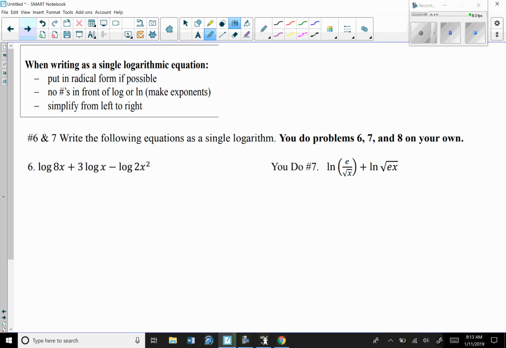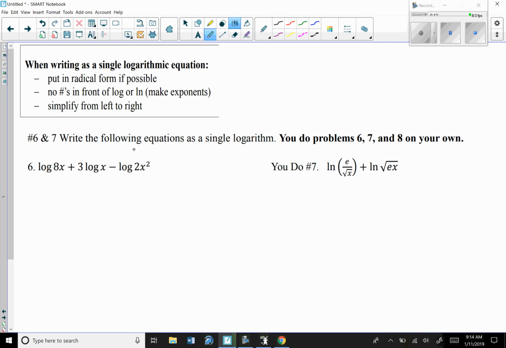So those are our three properties of logarithms that we are going to use to help us with these next equations. So when you're writing a logarithmic equation as a single log, which means only one log in your equation, you want to put your final answer back in form of a radical if possible. So that means if you have fractional exponents, you would want to put them in radical form. We don't want any numbers in front of the log or natural log, so we bring those up and make them exponents. And usually it's a lot easier if you just simplify from left to right.